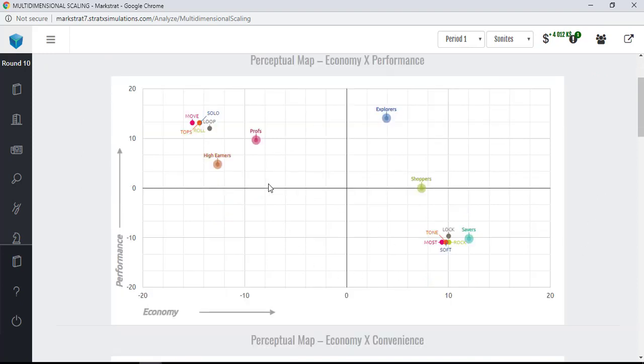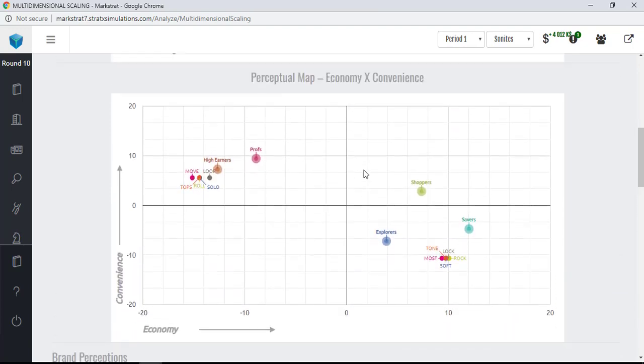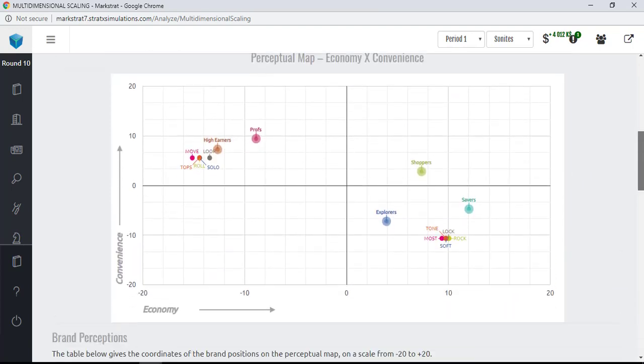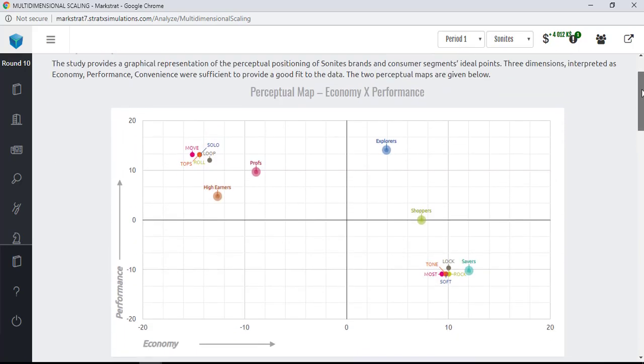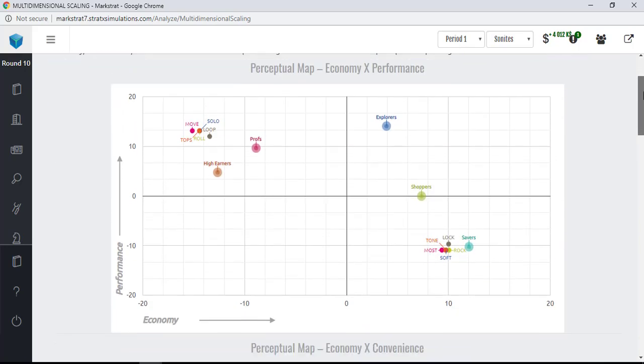In this perceptual map, you will see all 5 segments' consumer ideal values. Meanwhile, it also puts the consumers' perception of the different brands along performance and economy in this perceptual map. Your goal is to move your brand as close as possible to your target consumer's ideal value. Then the next perceptual map is economy and convenience. There are 3 dimensions and 2 perceptual maps that cover all the information you need.